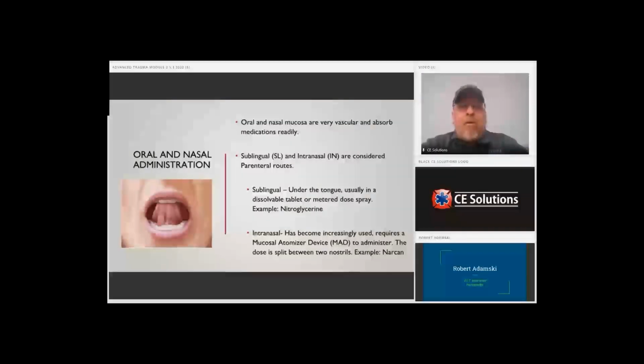Then we have our oral and nasal administration, all right? And these typically have a very quick onset of action, usually 5 minutes or less when you're dealing with a mucous membrane. Typically, mucous membranes are highly vascular, they have a very good blood supply. You can either give medications sublingually underneath the tongue, such as nitroglycerin, or intranasal, such as naloxone or Narcan. Both work great. They're very easy to administer and have a quick onset of action, even in our critically ill or injured patients.